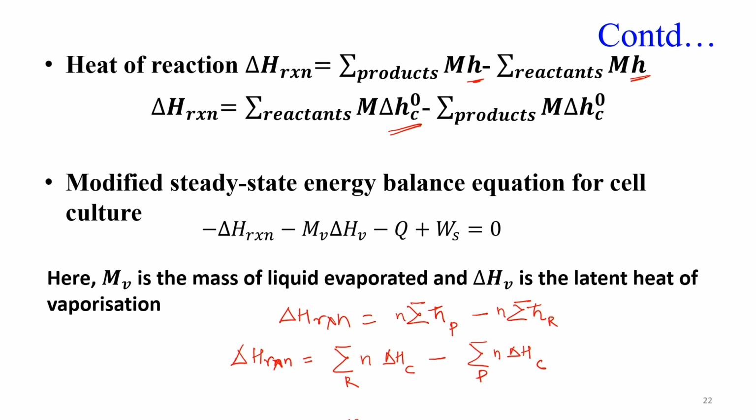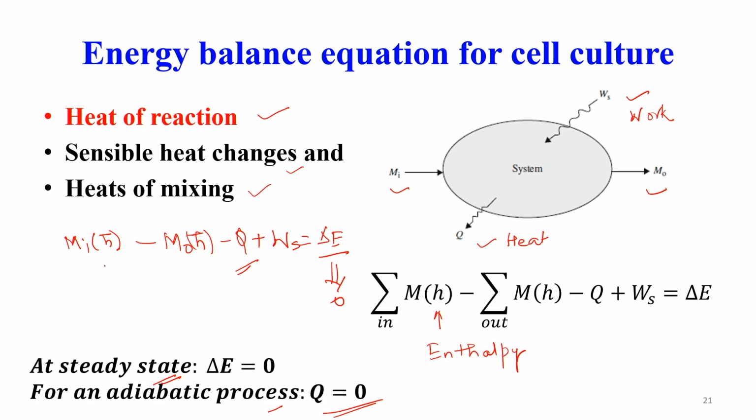Now, why do we apply the heat of combustion? There is an advantage of applying this concept, because the heat of combustion for, let us say, carbon dioxide and water is 0. It helps in doing the overall energy balance. So if we go back to the last equation, it says enthalpy of inlet minus enthalpy of outlet minus Q plus W equals 0 at steady state.